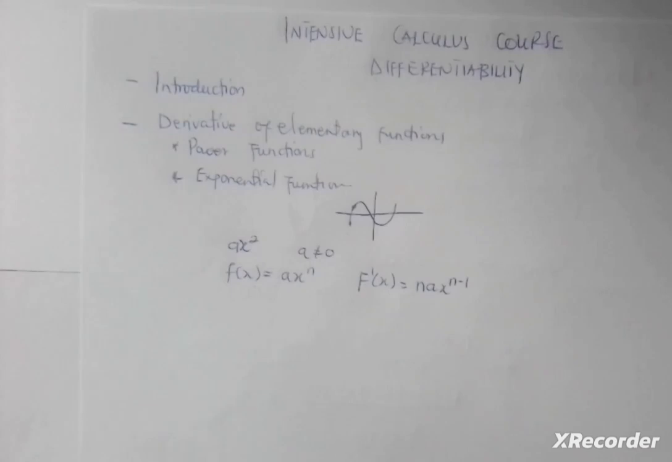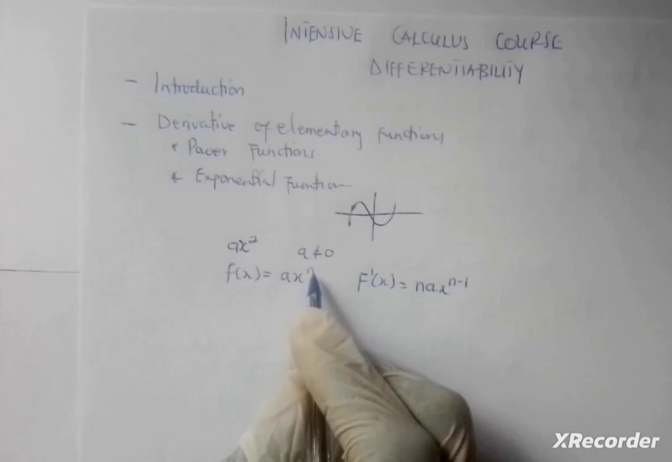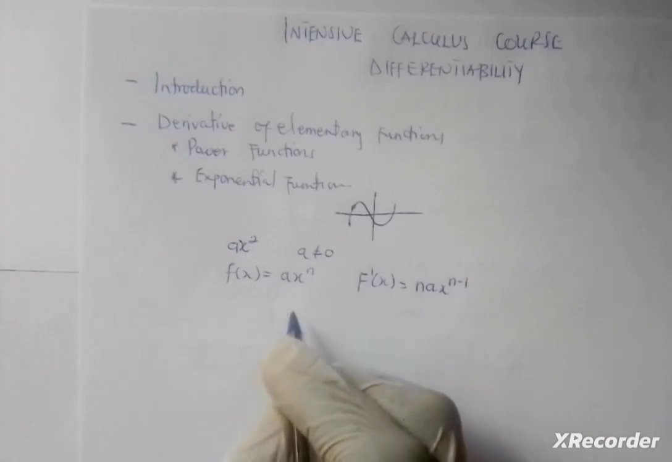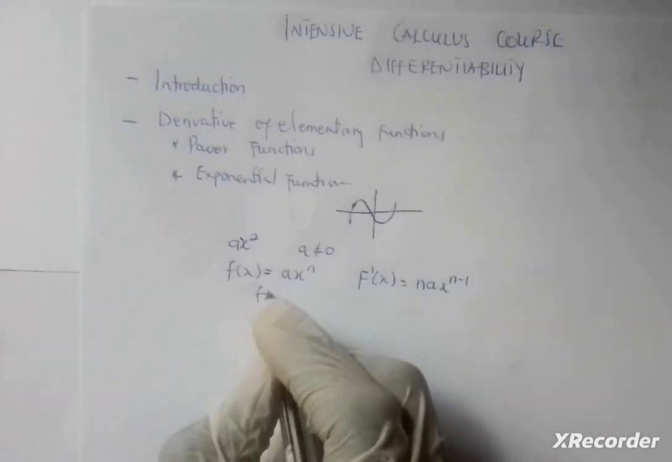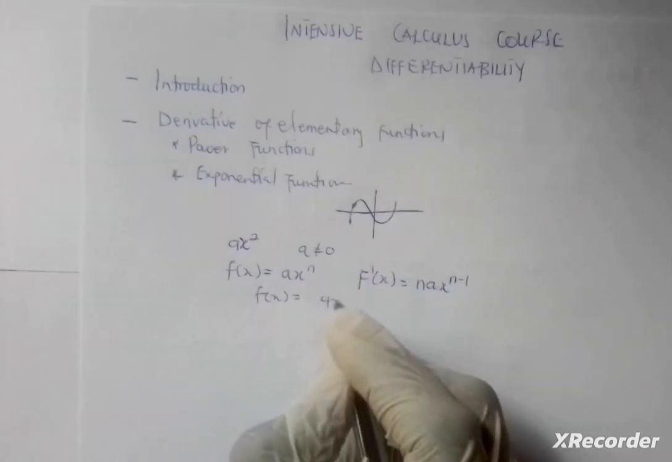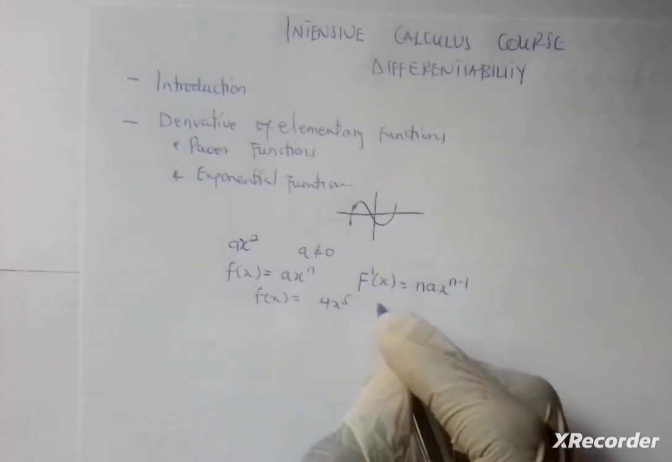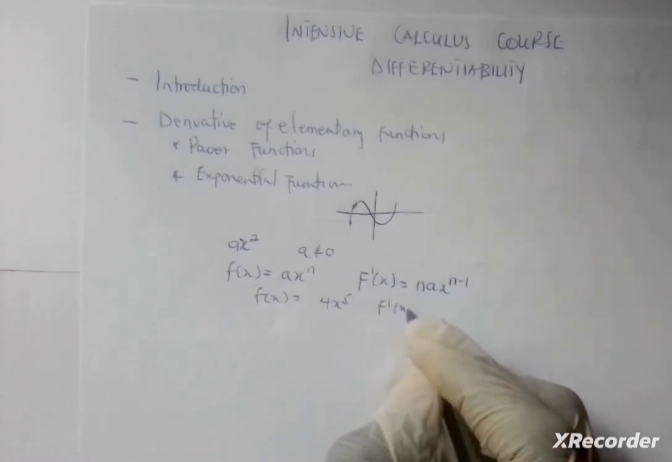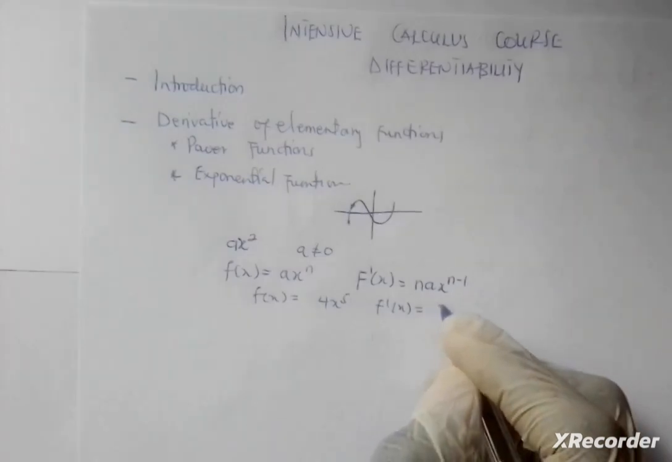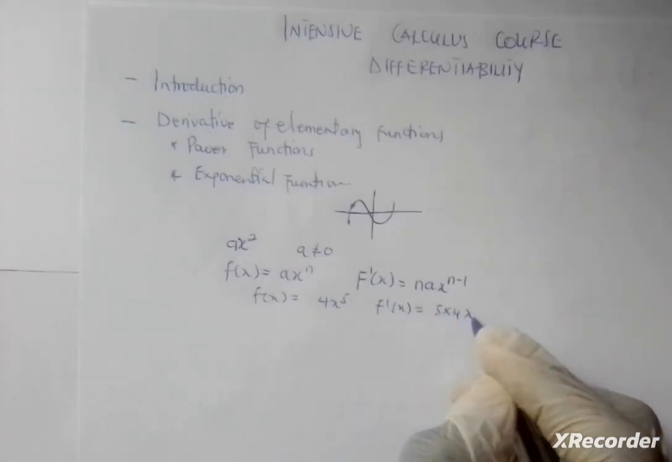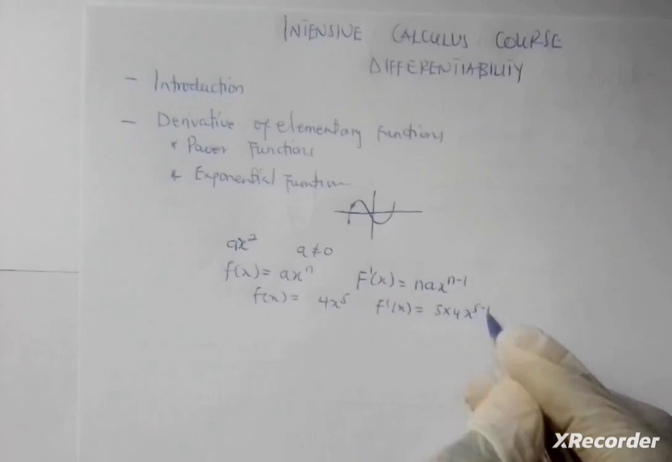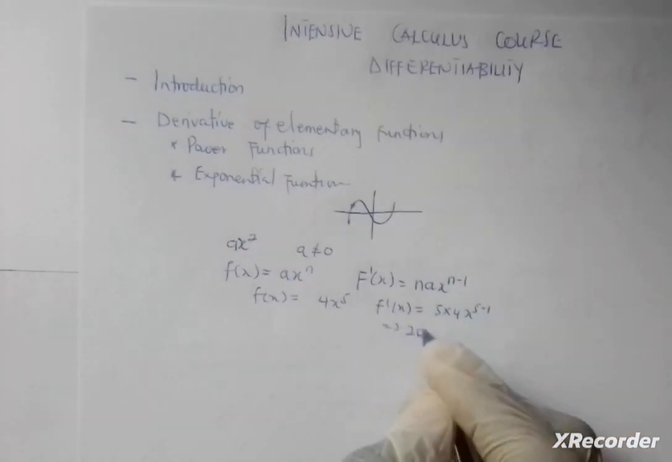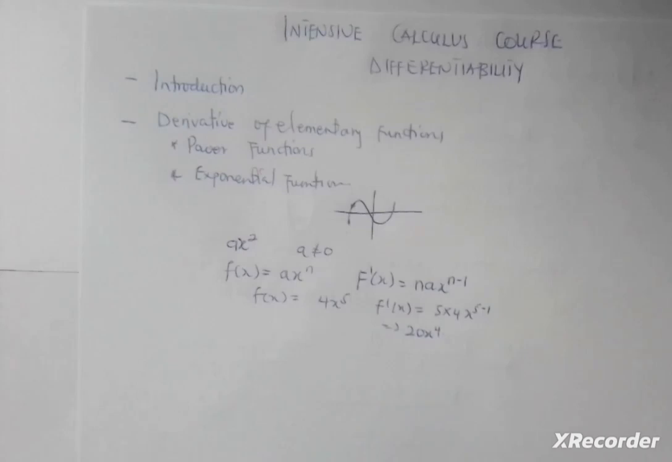Whenever you are given any power function, you multiply the whole function by its power, then you subtract 1 from that power. For example, if I give you f of x is equal to 4x to the power 5, and I tell you to find the derivative, then your solution is f prime of x is equal to 5 times 4 x to the power 5 minus 1, and that gives me 20x to the power 4. And this is the first derivative of our function.